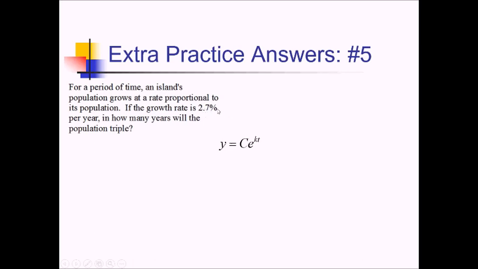So if I plug in 0.027 for k, I should also be able to write c and 3c, like so here. And at this point, I can cancel out the c's, and then if I want to get rid of that e, I have to take the ln of both sides. So I have ln of 3 on the left equals 0.027t on the right side, because ln and e cancel out. Now if I just divide by 0.027 on both sides, that'll give me my t value.